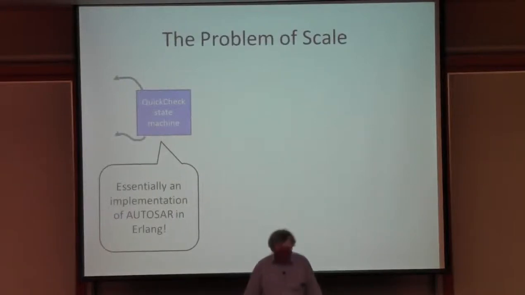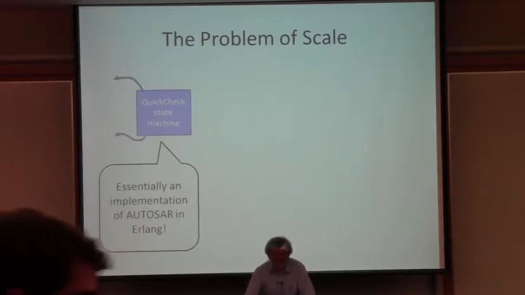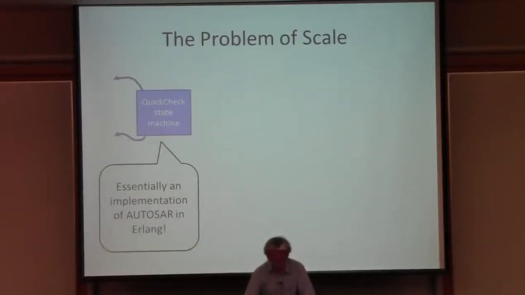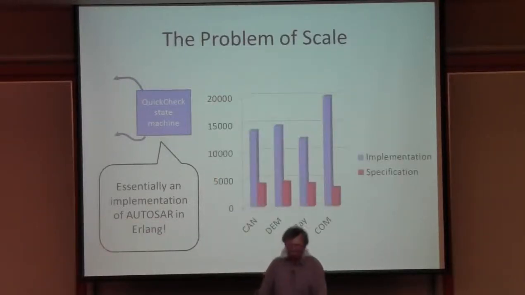Okay, so how is this going? Well, we're having to write a QuickCheck specification, which is almost an implementation of AUTOSAR in Erlang. So we have a lot of code to write. How is it working? Here's some figures.